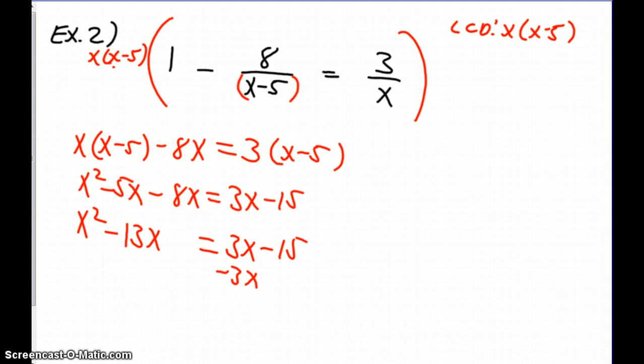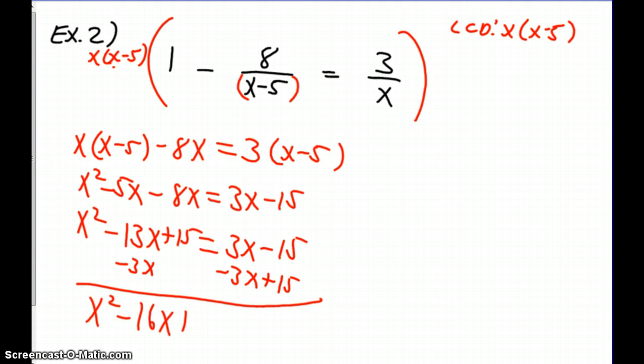Here I am subtracting 3x over, and now I'm adding the 15 over, like this. And so as a result, I get this. And this is what I get.